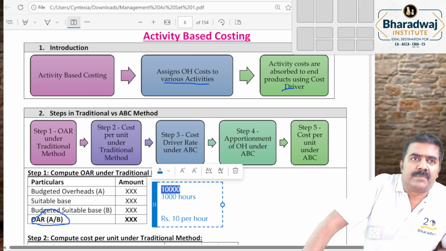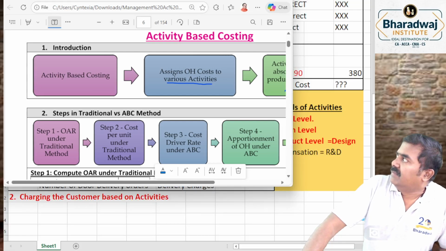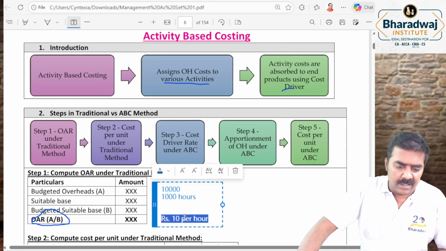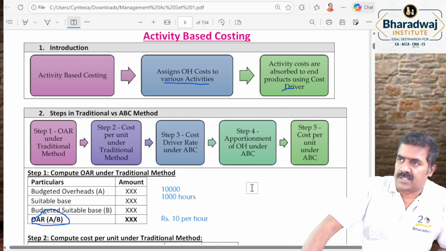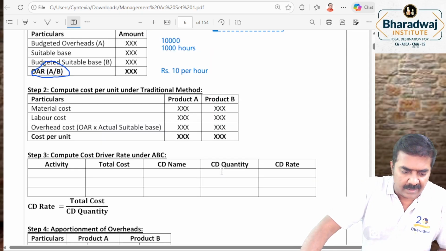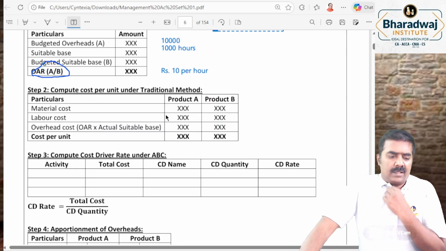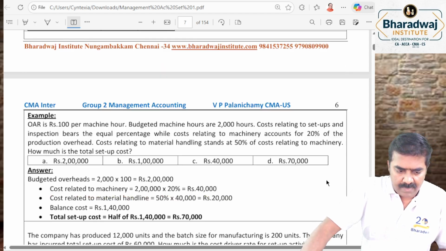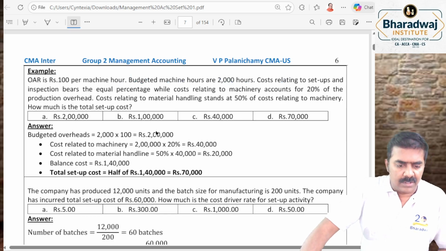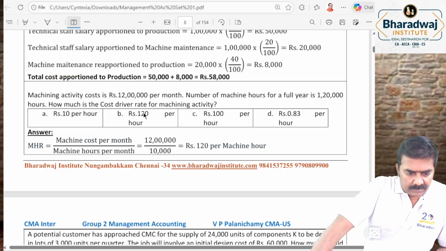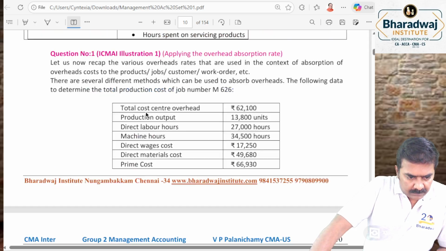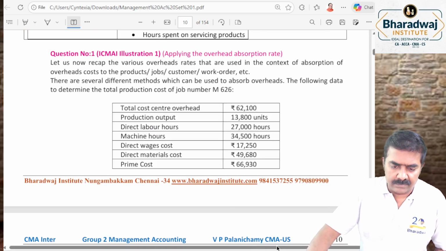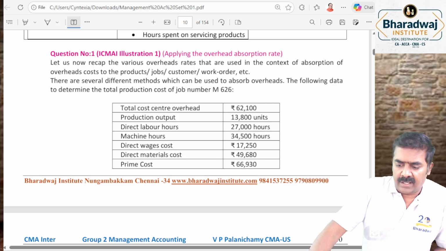This is what we do under the traditional method, where we work out total cost divided by number of hours to give the rate per hour. Using that, we are going to charge the customer. Then let us work out a question so that you will understand better. Look at this question, page number 9, question number 1.